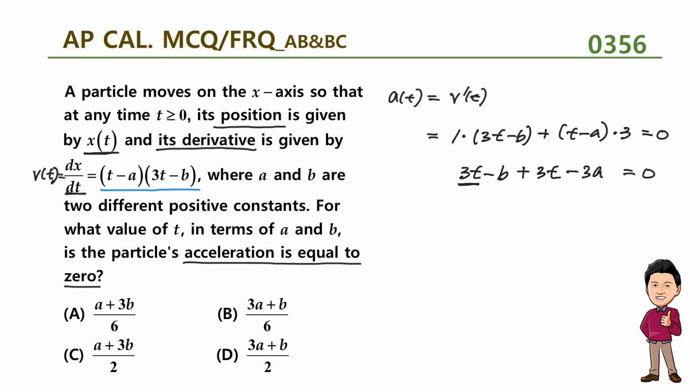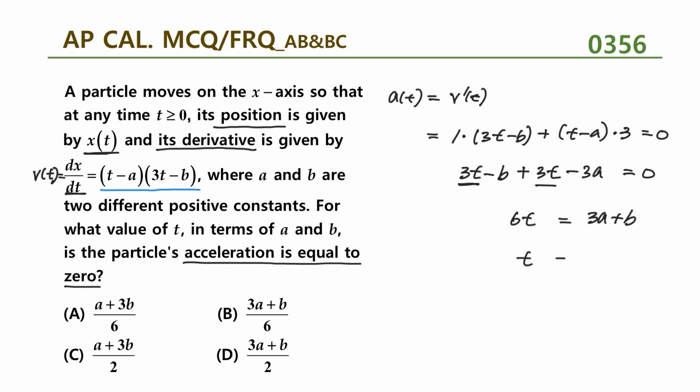So we have 6t is equal to negative b minus 3a, which is 3a plus b, right? So t is equal to 3a plus b over 6. So when t is equal to 3a plus b over 6, our acceleration, which is the derivative of velocity, is equal to 0, right? So the answer has to be B.